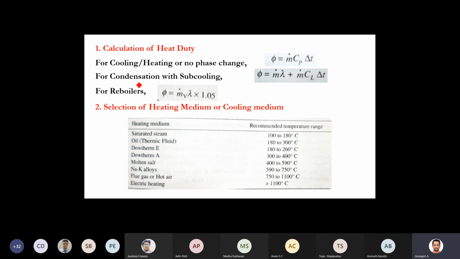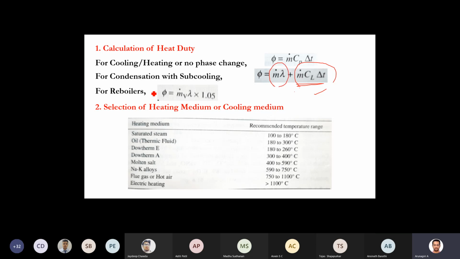Or if it is condensation with subcooling, in such cases, in addition to the sensible heat, we have to account for the latent heat also, m lambda.